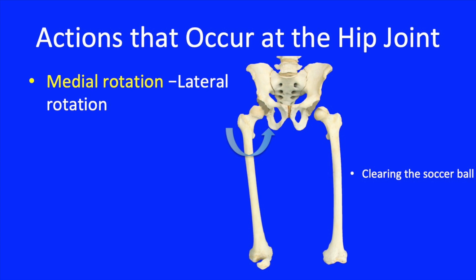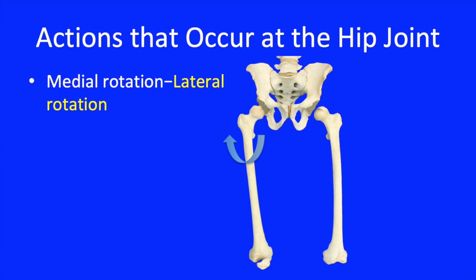Clearing the soccer ball by a fullback from deep within their own side of the field would be an example of causing the hip to medially rotate. Medial rotation of the hip is not done by powerful muscles, and there is limited mechanical advantage for the muscles to perform medial rotation. Try doing this with your own hip. It is difficult to do for a non-athlete.